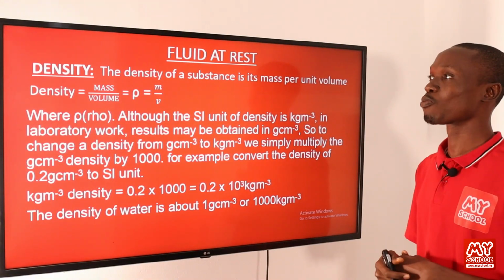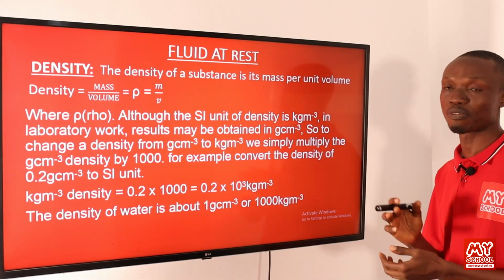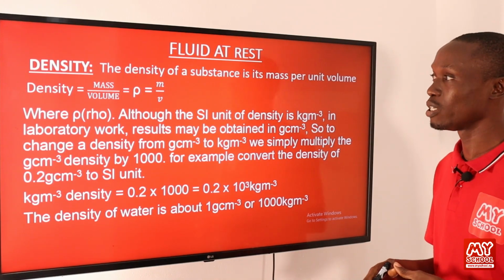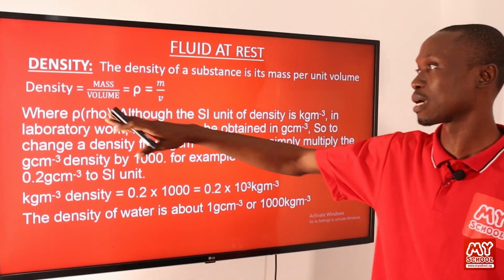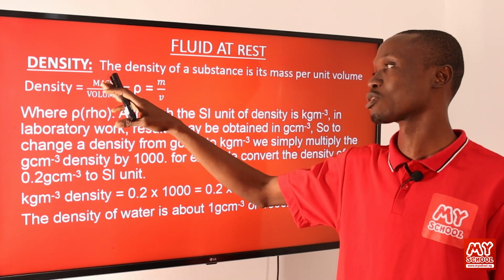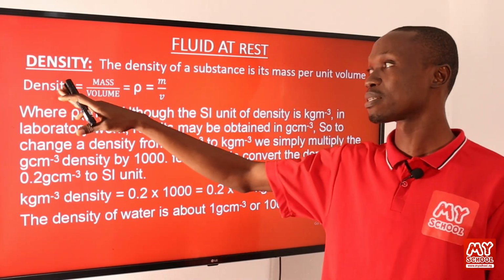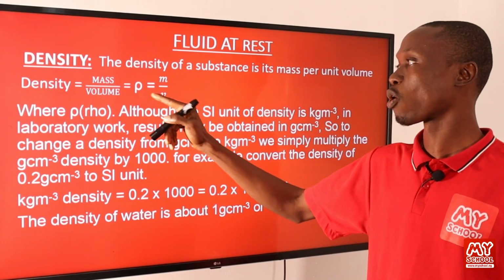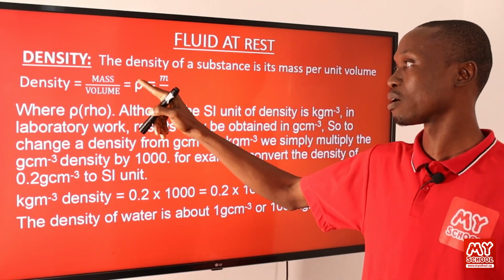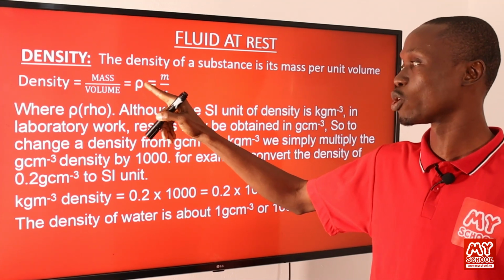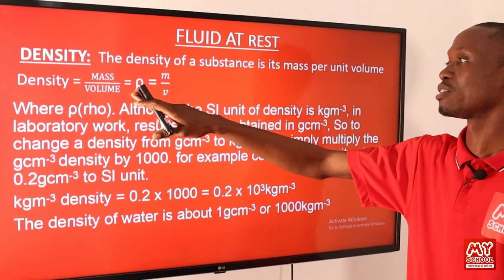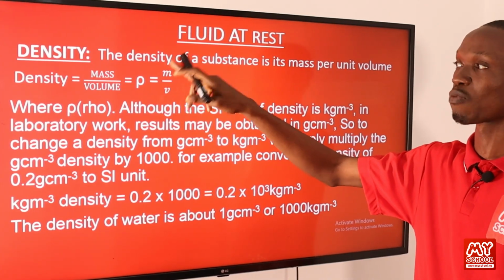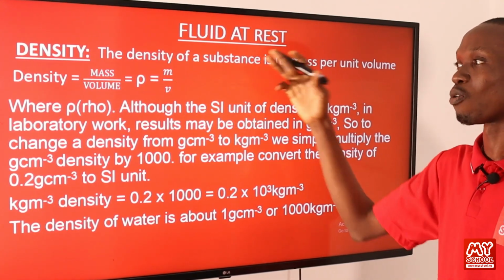So let's move over to the concept of density. We define the density of a substance as its mass per unit volume. Mathematically, density is equal to mass over volume. Density is usually represented with a Greek letter called rho. This is the symbol of density, and it is called rho. So density is equal to mass over volume, where m stands for mass and v stands for volume.